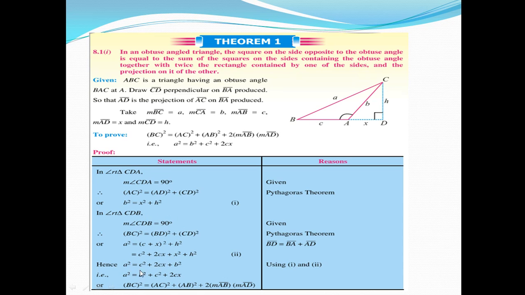Then show that a square is equal to c square plus 2cx plus b square. A square is equal to b square plus c square plus 2cx, using 1 and 2. Putting the values, a is equal to BC, b is equal to CA, c is equal to AB. The product of the projection, the product of the perpendicular and base of the triangle multiply each other, then get values. This is the proof of theorem number 1.